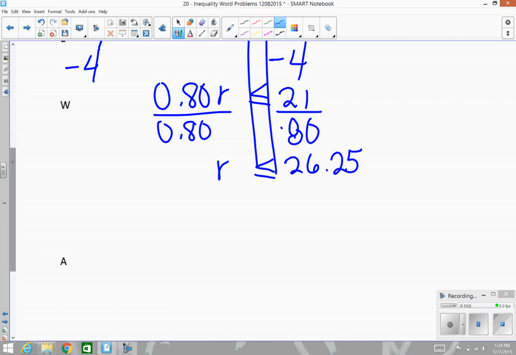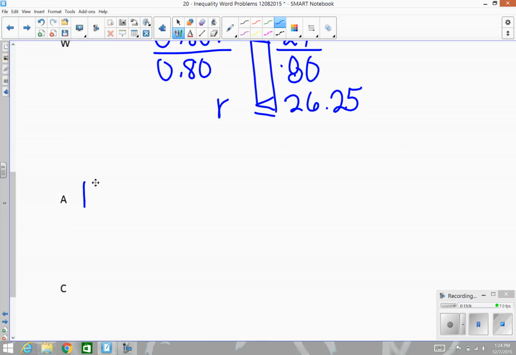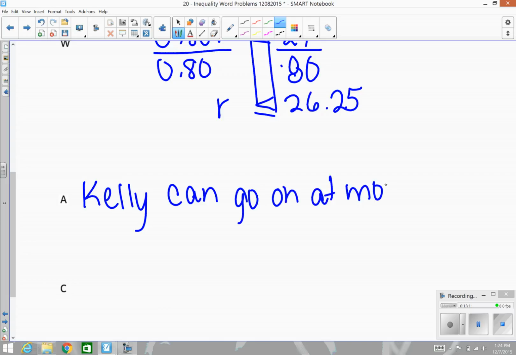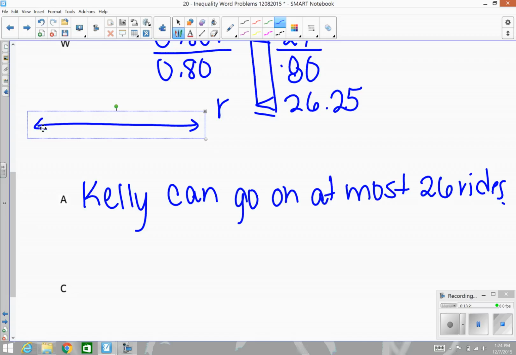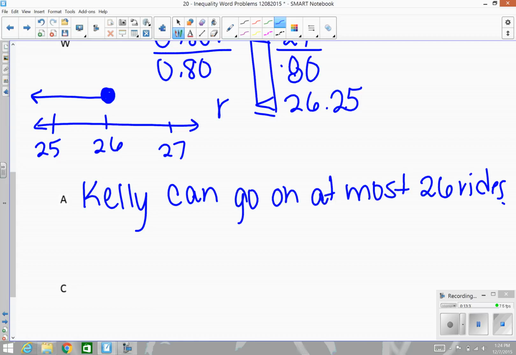So we say that Kelly can go on at most 26 rides. And I do want you to graph your solutions. I think we forgot to do that for the first one, but this one we're able to. You have 25, 26, 27. She can go on 26 or less, no more than 26.